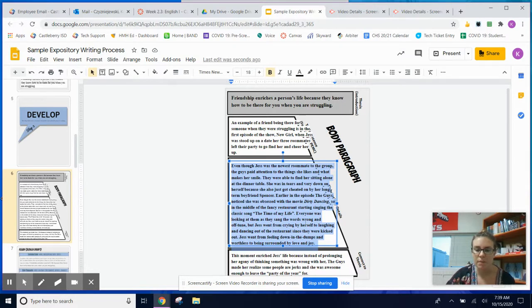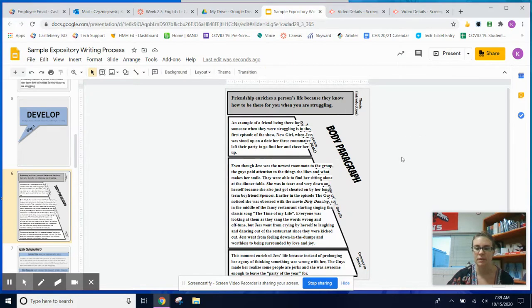Everyone was looking at them as they sang the words wrong and off tune, but Jess went from crying by herself to laughing and dancing out of the restaurant since they were kicked out. Jess went from feeling down in the dumps and worthless to being surrounded by love and joy. So right here, this sentence really drives it home, showing that Jess went from struggling to using her friends to take her out of that struggle, which directly relates to my thesis statement once again.